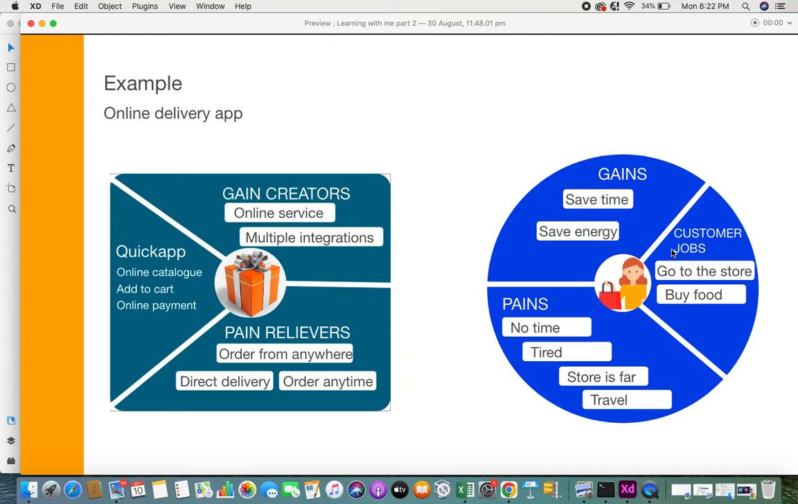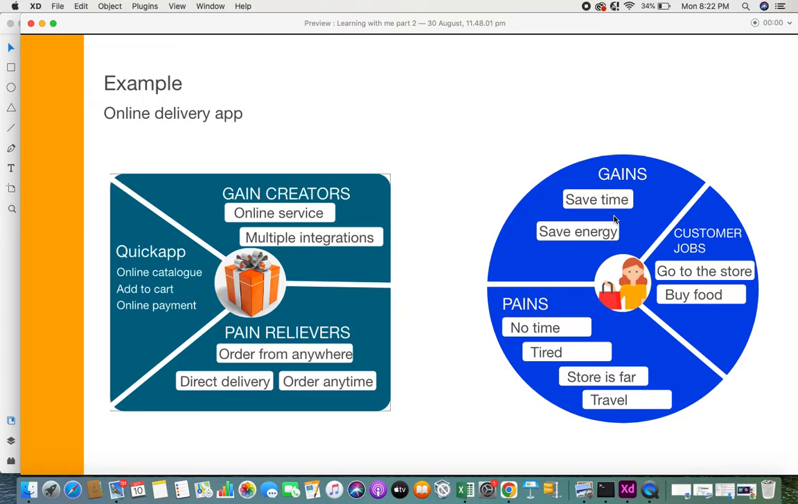Okay, and the gains, what the customer wants to gain is actually they want to save time and energy, and they should be able to just purchase food. Okay, but saving time and energy. So given this customer's profile, okay, now when I say a customer, it needn't be just one customer. It can be a collection, it can be a segment of users, it can be a group of users.